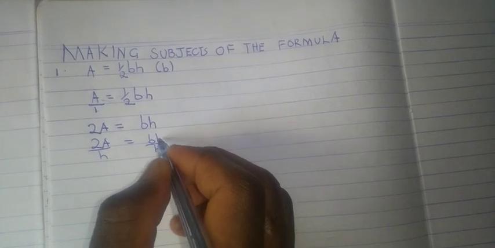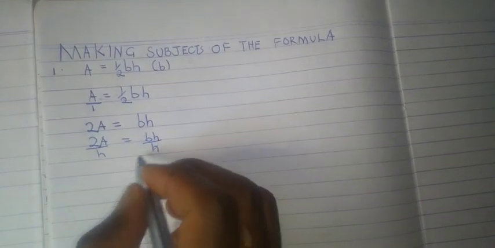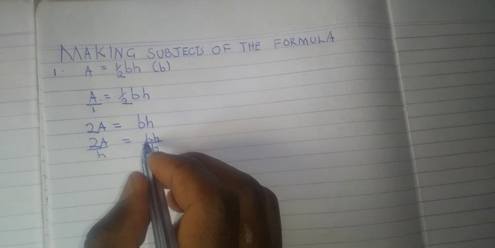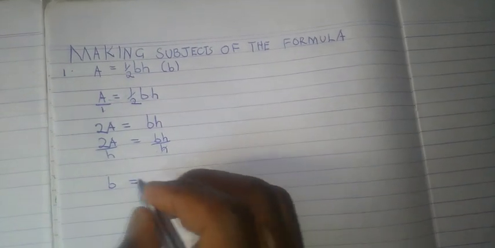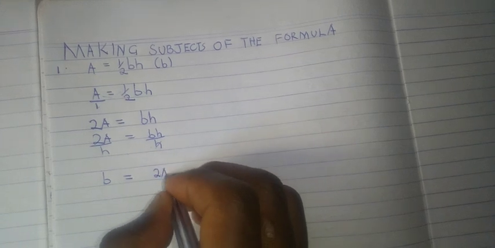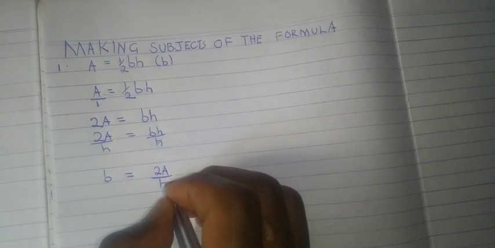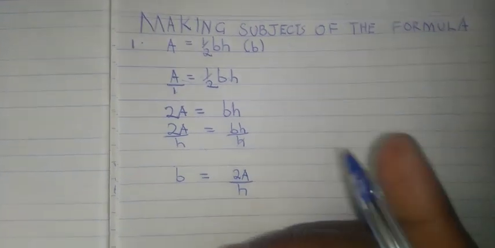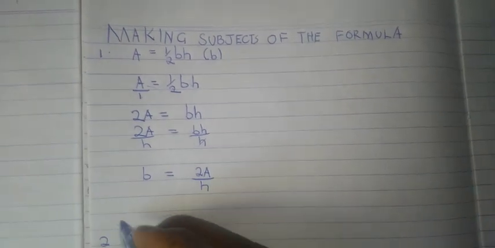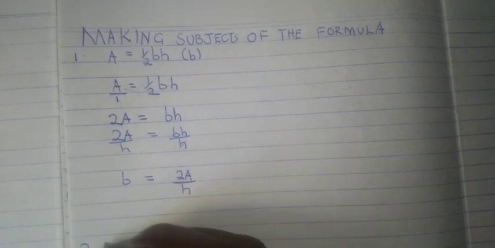So H cancels out with the H, and we remain with B independent on one side. So we have made B the subject of the formula. Ideally our B will equal 2A over H. So we have simply made B the subject of the formula. Then example 2, make H the subject of the formula.